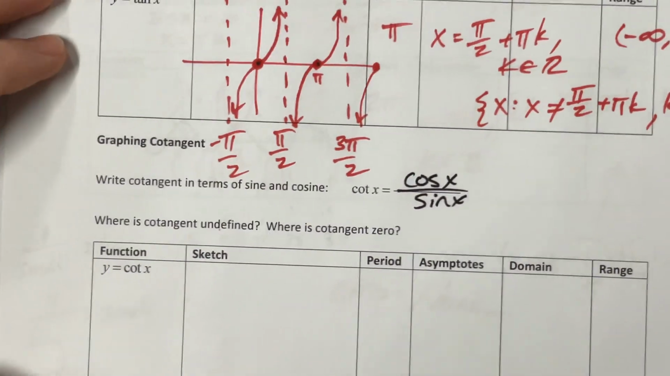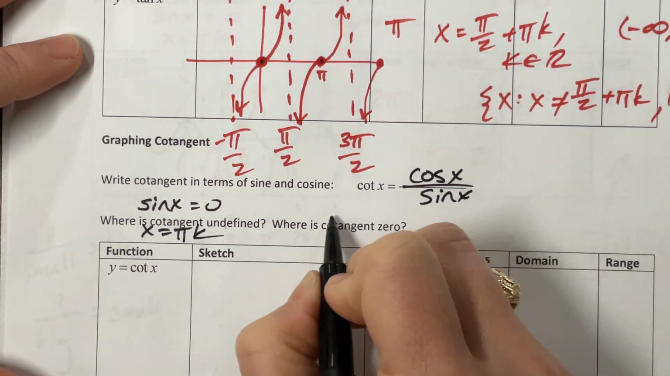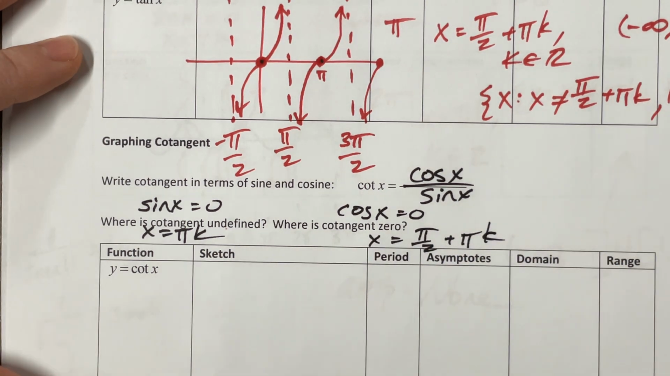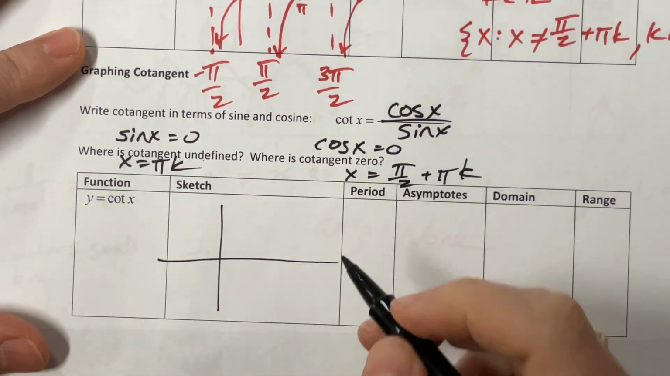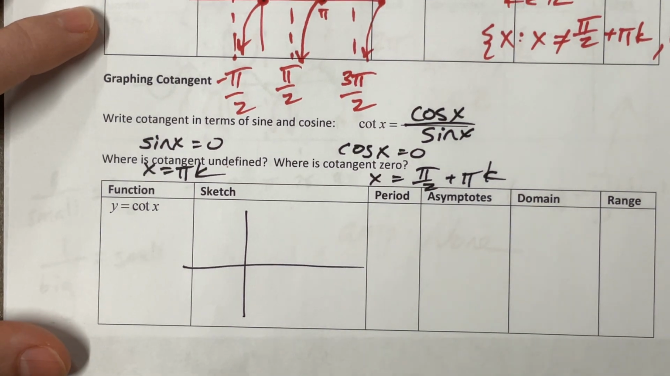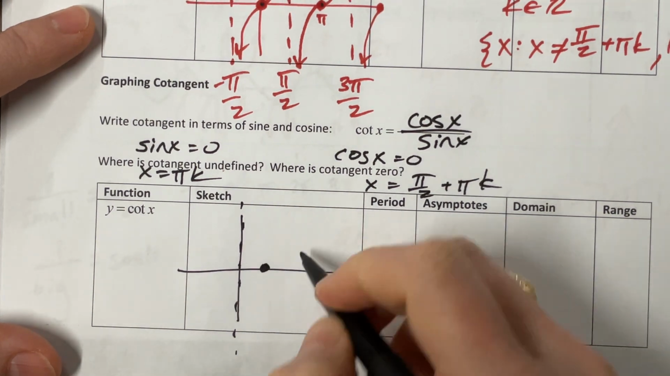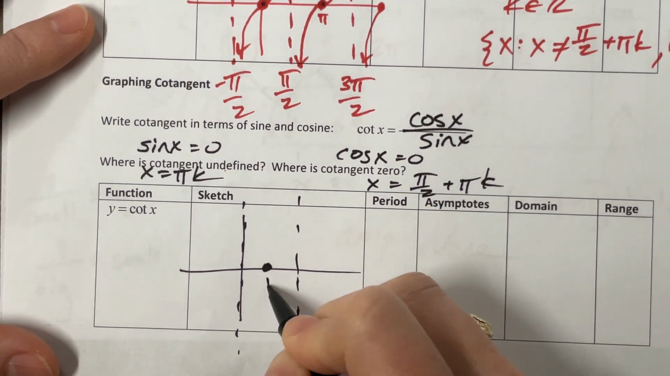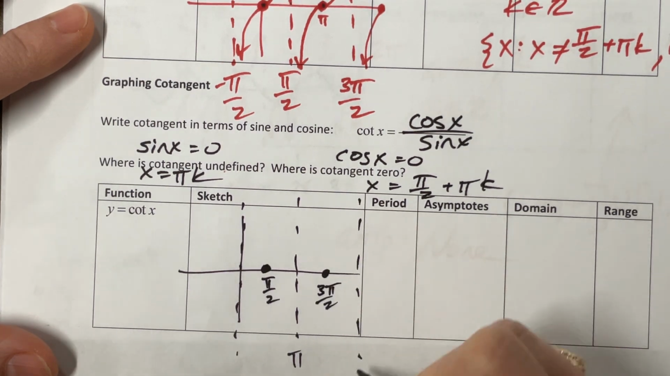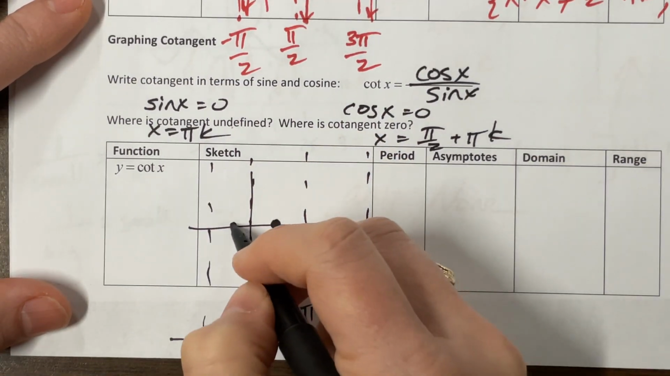So where is it undefined? Whenever sine equals 0, which is pi k. Whereas cotangent is 0 whenever cosine of x is equal to 0, which was pi over 2 plus pi k. Okay, and so we're going to work in a similar fashion to what we did with tangent, but now what was an asymptote becomes a 0, what was a 0 becomes an asymptote. So we're going to have an asymptote at 0, a 0 at pi over 2, an asymptote at pi, a 0 at 3 pi over 2, an asymptote at 2 pi, an asymptote at negative pi, and a 0 at negative pi over 2.